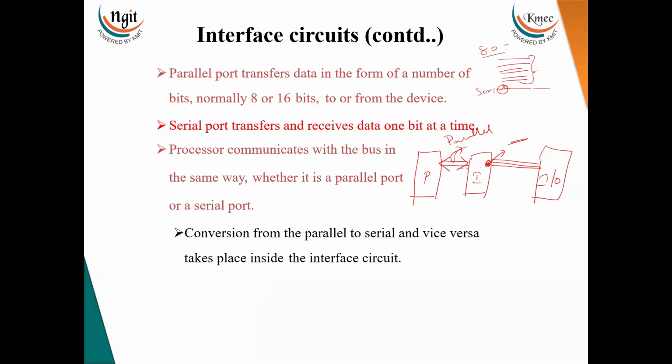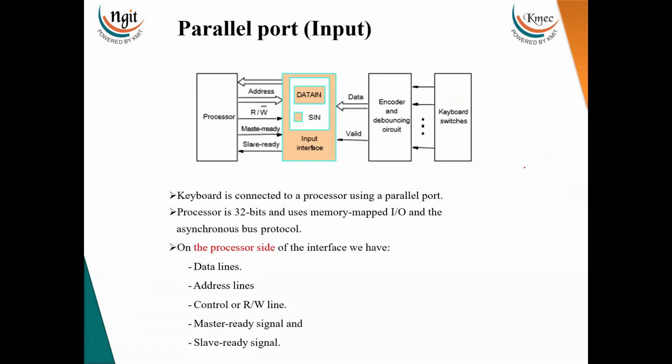Here, parallel transfer takes place for data transfer between the interface and the IO devices. Now this is the input. This is the parallel port for the input device. If the input device is connected to the parallel port, it means data transfer takes place in parallel. The keyboard is the input device.